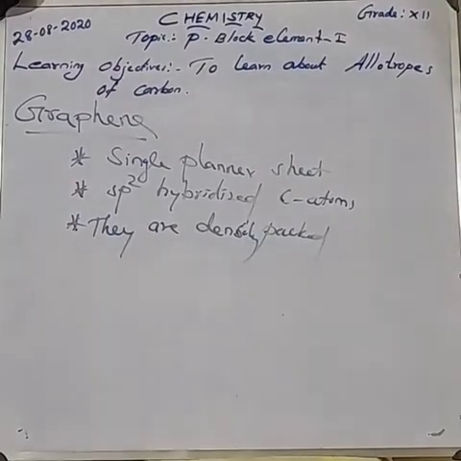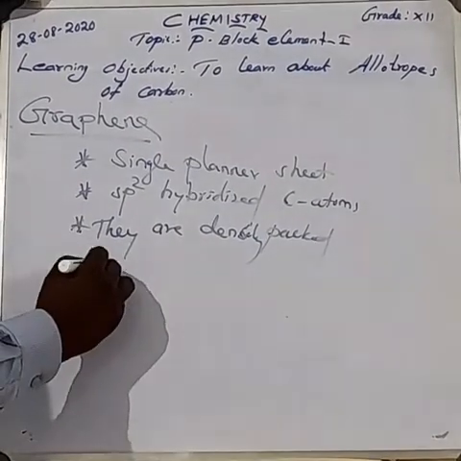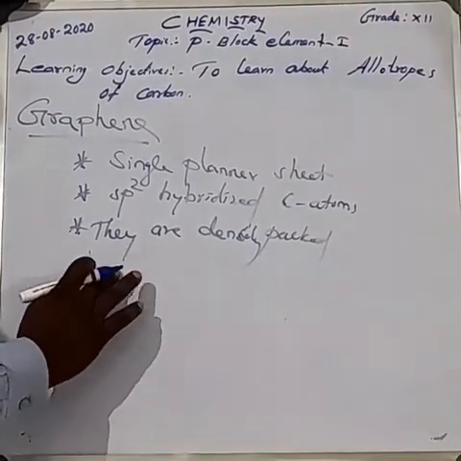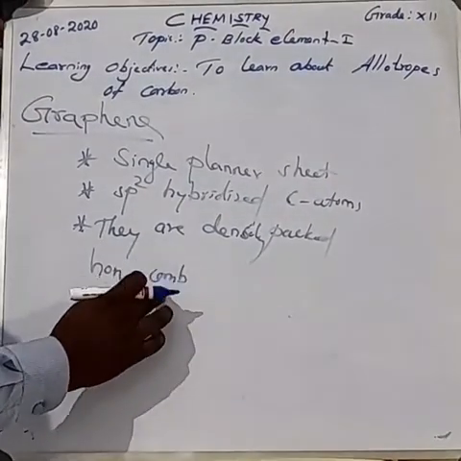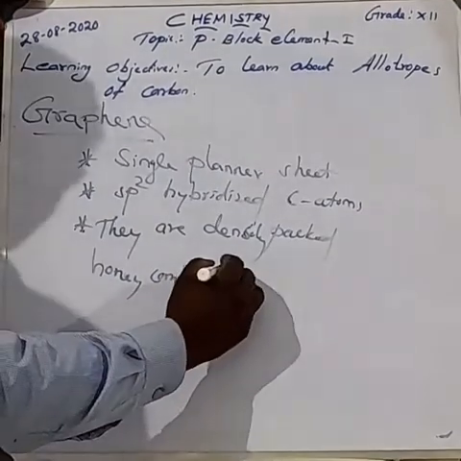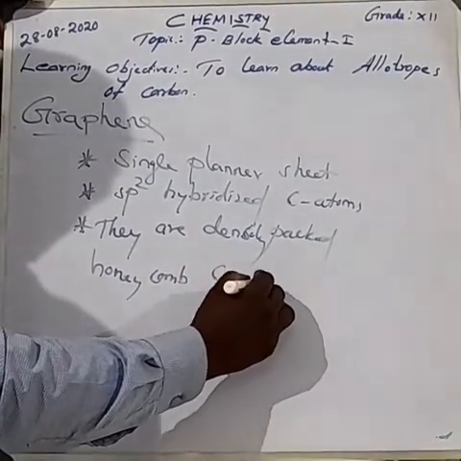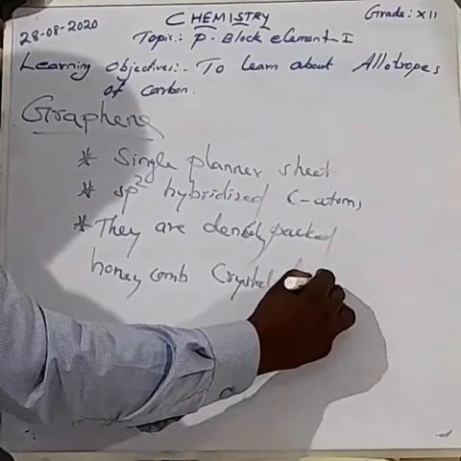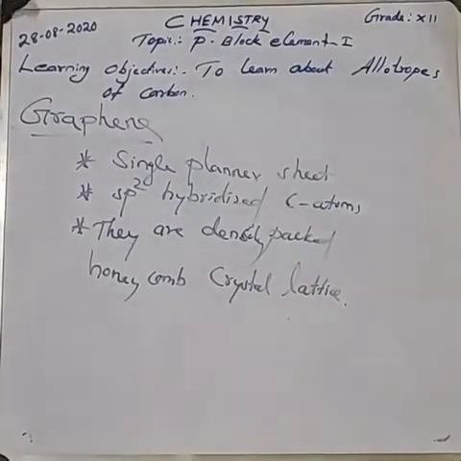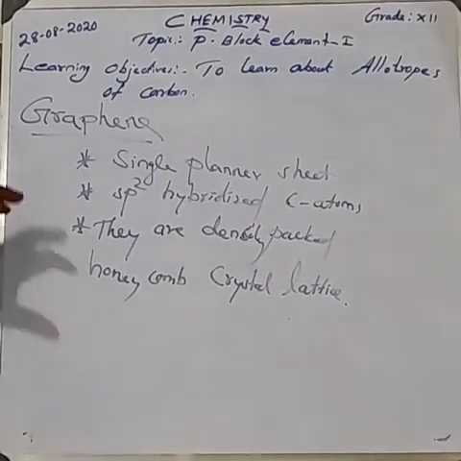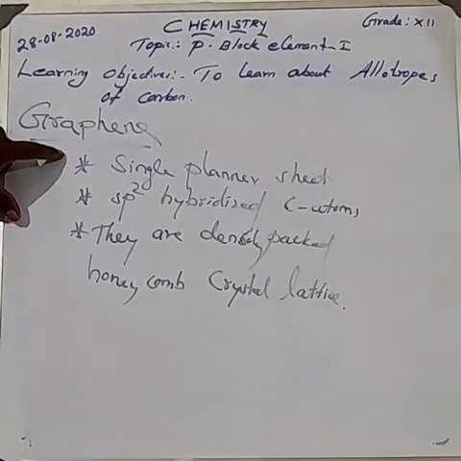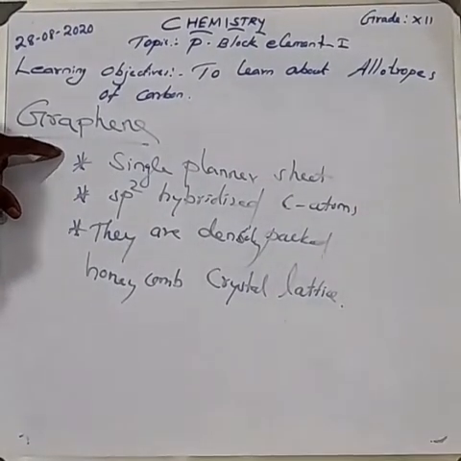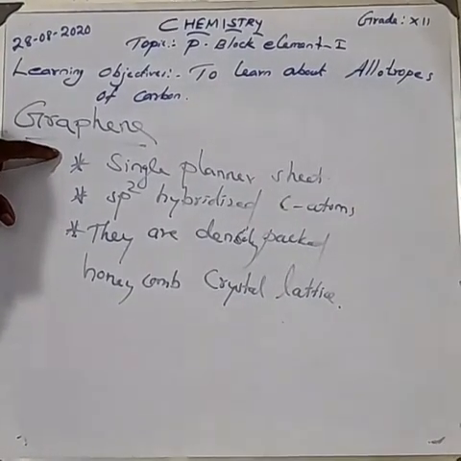Densely packed, and they have a honeycomb crystal lattice. These are the important points. For graphene, only 4 points are enough. It has a single planar sheet.